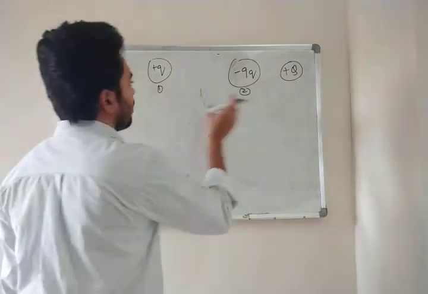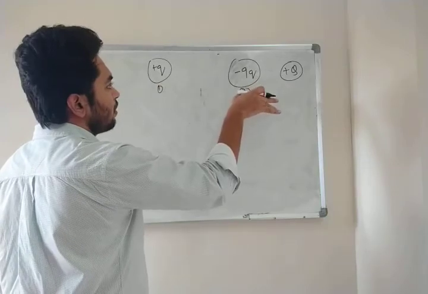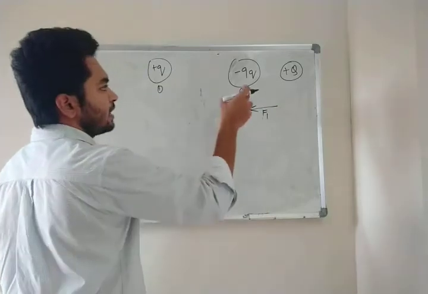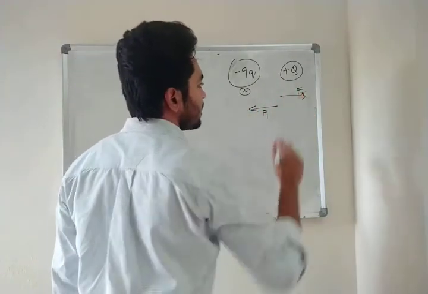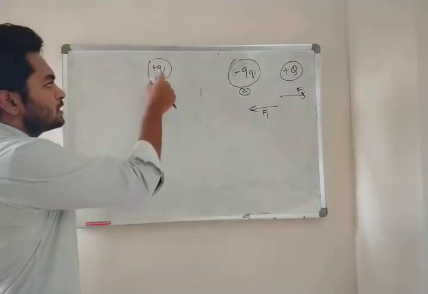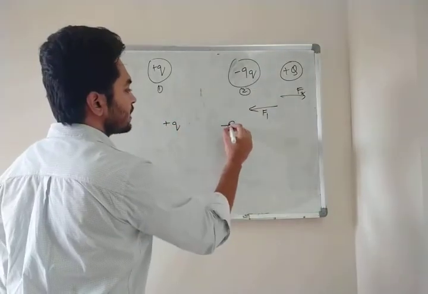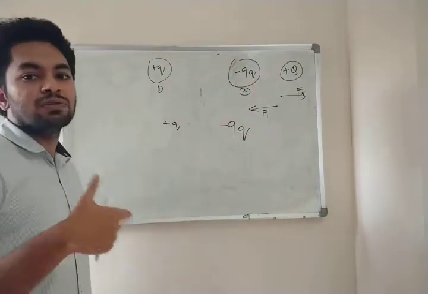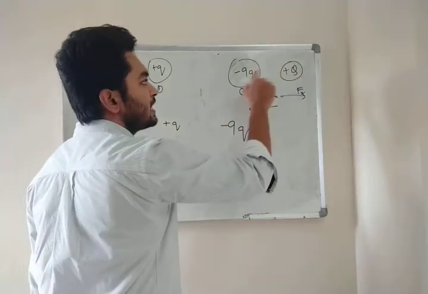Now this one is going to repel. So F1 is in this direction and F2 is going to attract. So F2 is in this direction. But this is okay, fine. But here we have a small complication. What happened is, this is plus q. Here it is minus 9q. Here it is 9 times greater than this one. So which will apply more force? Obviously this will apply more force.